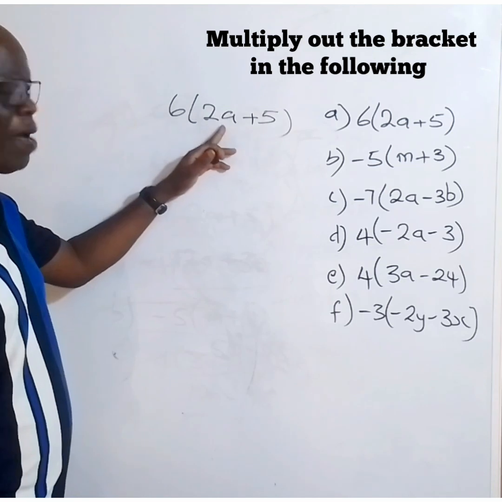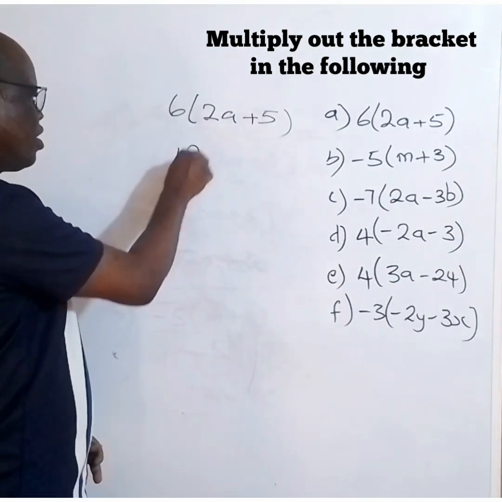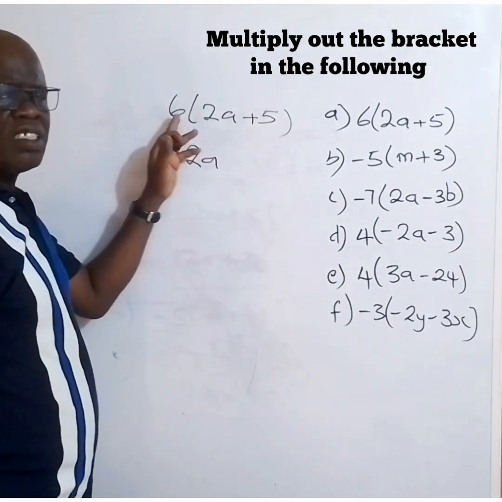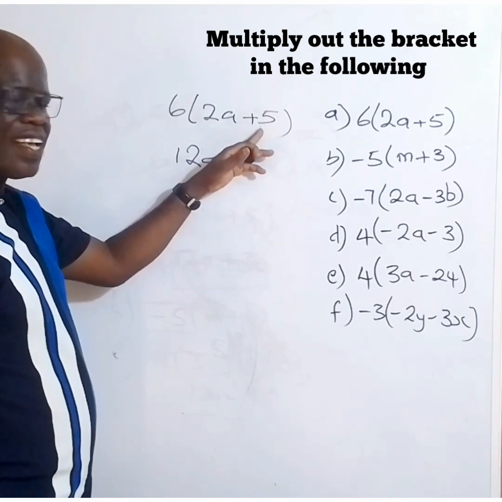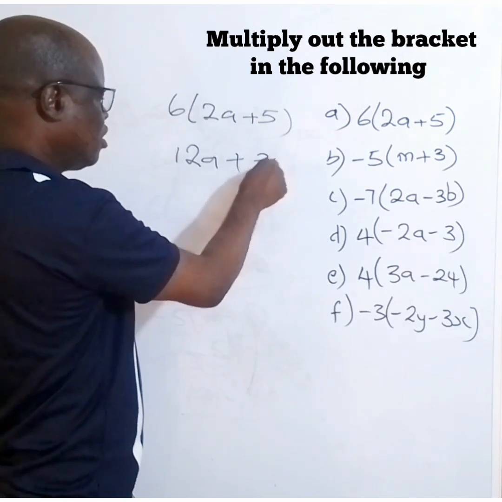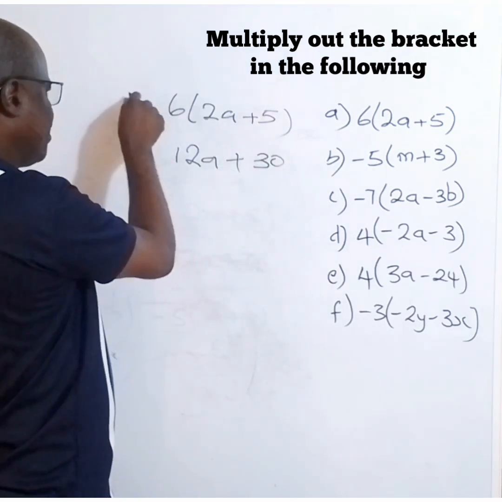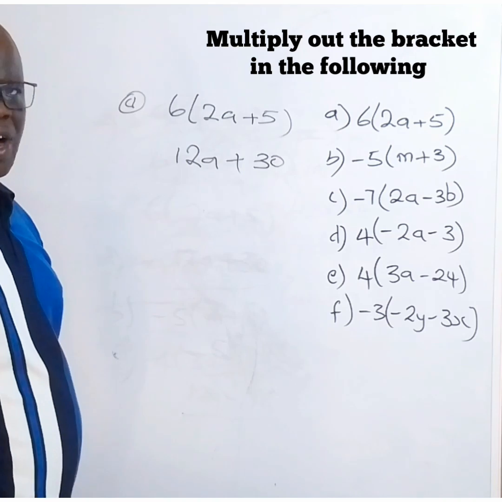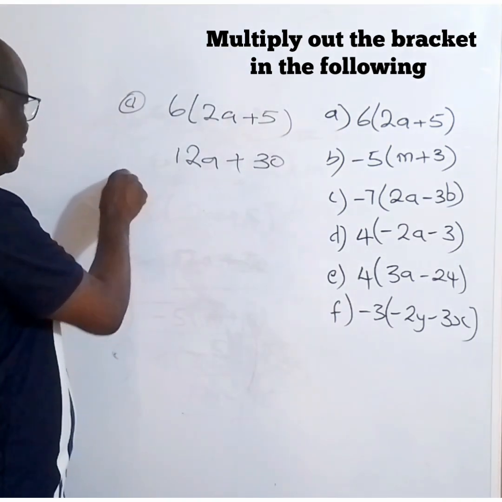So 6 multiplied by 2a, that is 12a. 6 multiplied by 5, that is 30. But because of this plus, you put your plus there, 30. And that is number A. As simple as that.